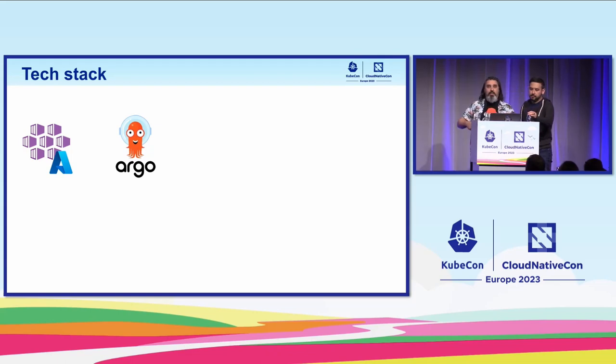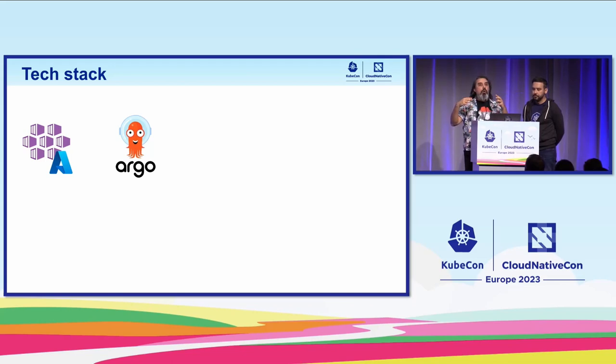ArgoCD, of course, the great reconciliator, as I call it. It just does what it's supposed to do, which is bringing the cluster exactly, or as close as possible, to the desired state described in Git. So of course, we use GitHub, where we store the state of the cluster that we want, the entire state, the management cluster state, with all the infrastructure components, and actually the number and properties of the workload clusters.